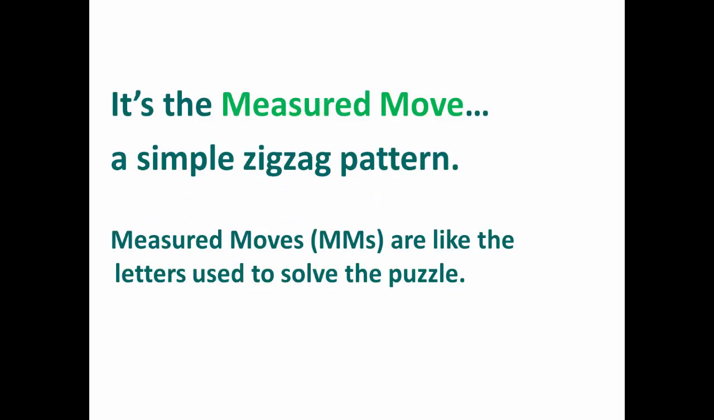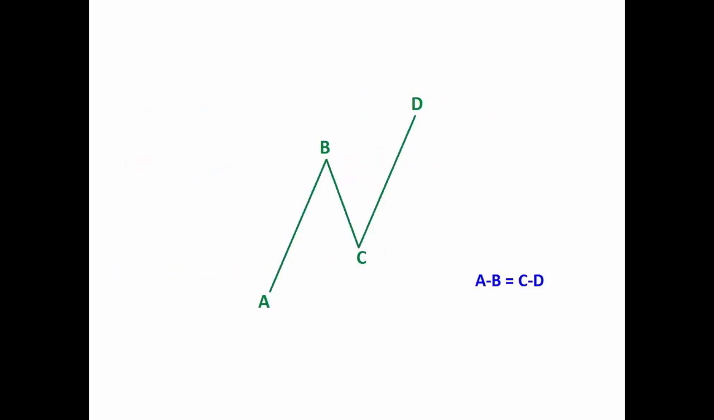Well, it's the measured move, a simple zigzag pattern. Measured moves are like the letters used to solve that puzzle. Here it is. This is the measured move. It is said that CD should equal AB. This is a bullish measure move because we have higher lows, higher highs. C is higher than A, and D is higher than B.